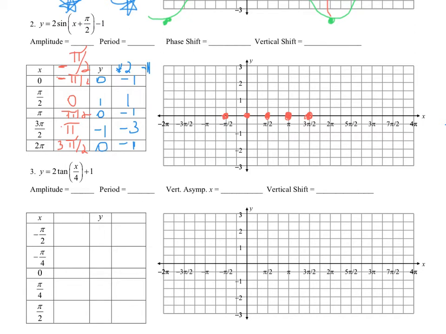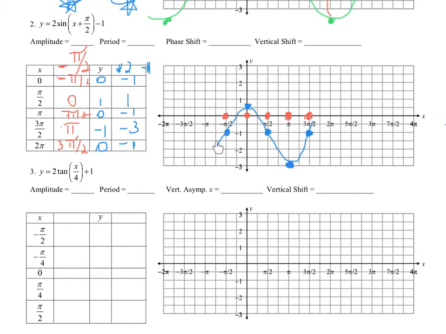Then I do my transformations to y. That's going to be the outsiders. So I have to multiply by 2 and subtract 1. That's what's happening to this outside. So 0 times 2 is 0, minus 1 is -1, and so forth. I did these calculations, multiplied each one by 2 and subtracted 1, and I got -1, 1, -1, -3, -1. Now I'm ready to graph.